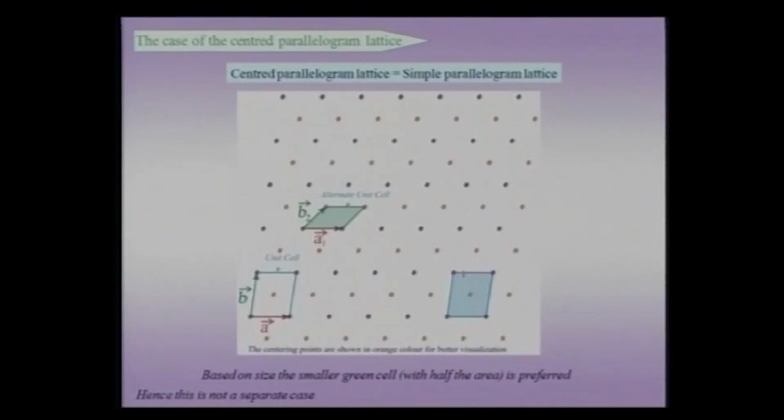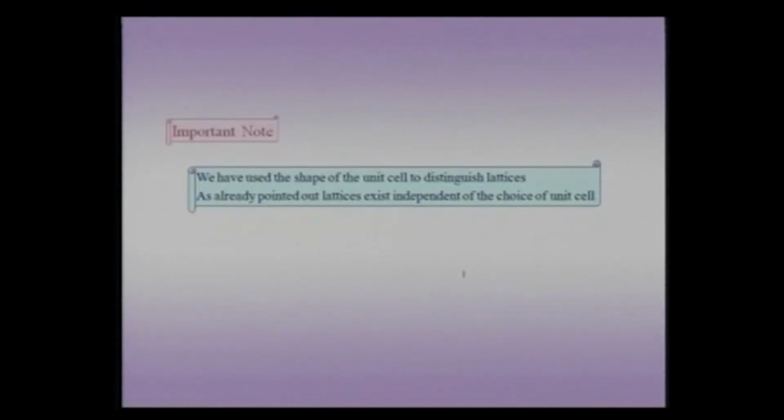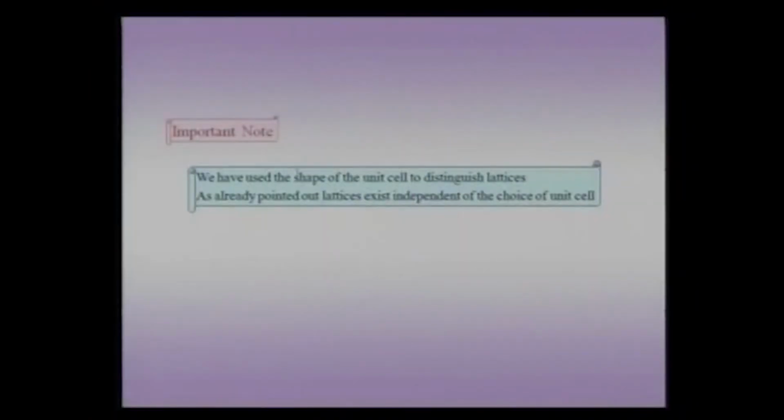Hence this is also not a new kind of lattice, and therefore our collection of lattices is not altered by these additional considerations of centering on the square, on the 120-degree rhombus, or on the general parallelogram lattices. Again, to emphasize the important point, we have used the shape of the unit cell to distinguish lattices, but lattices exist totally independent of our choice of unit cell.